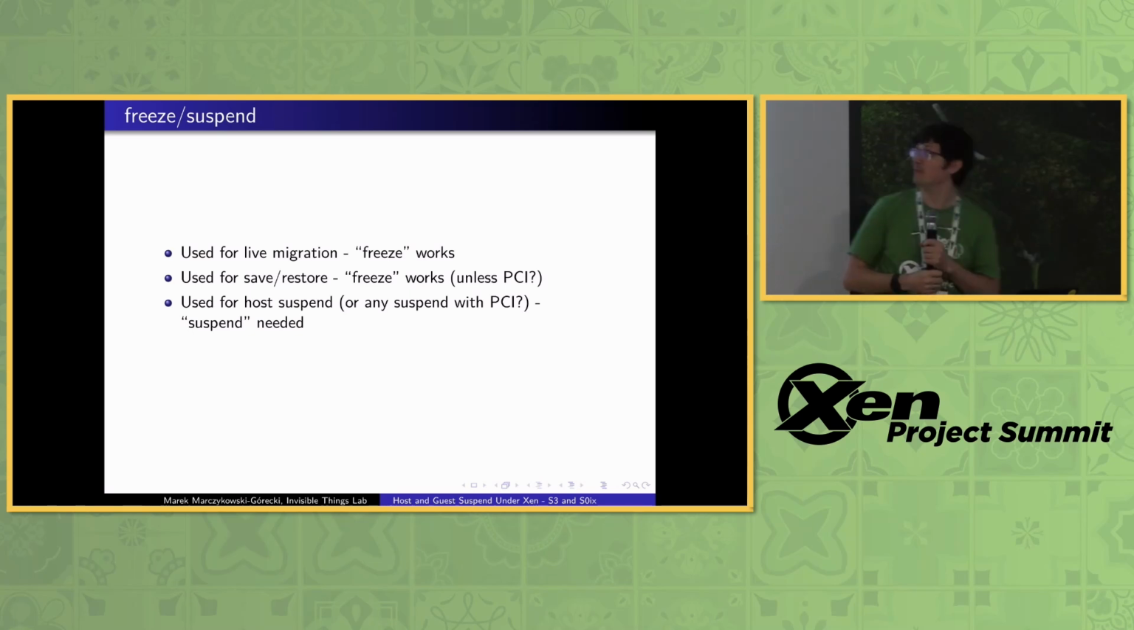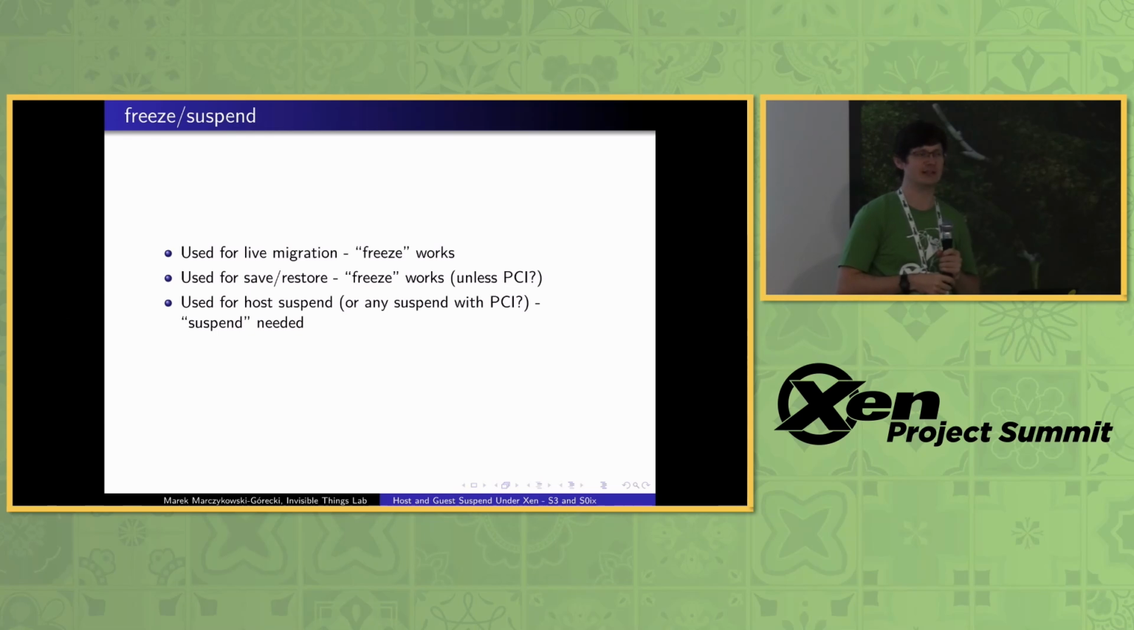Right. For live migration, the freeze works. For save and restore, it probably works. I'm not sure what happens if you use PCI passthrough. We don't use save and restore on Qubes, so I don't know. And for suspend, the suspend method is needed.